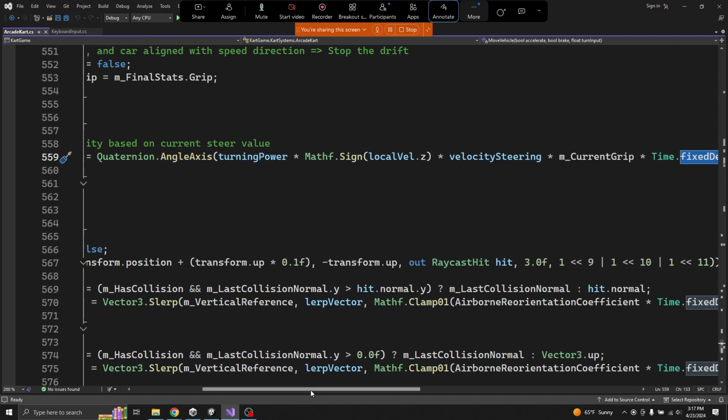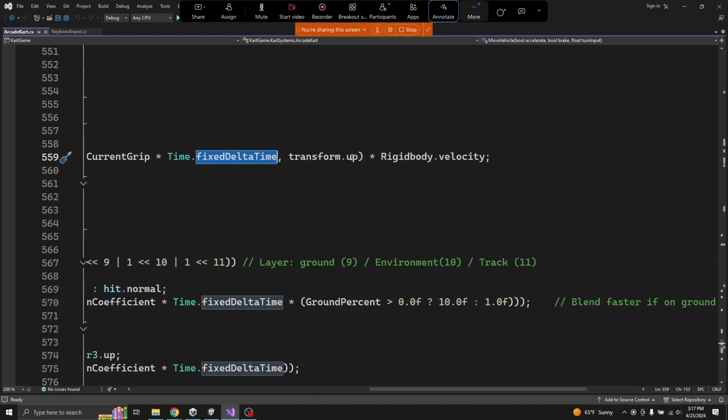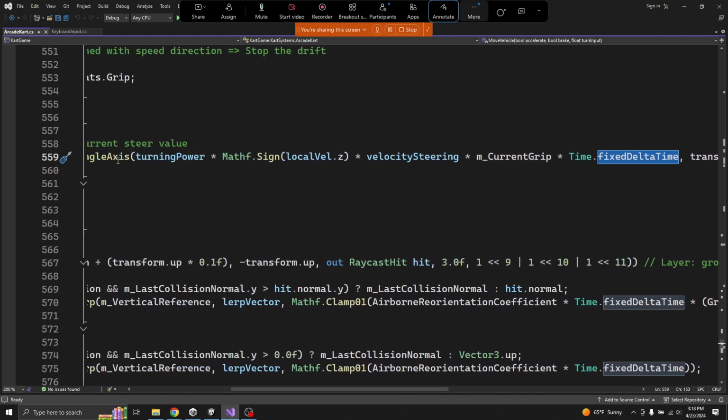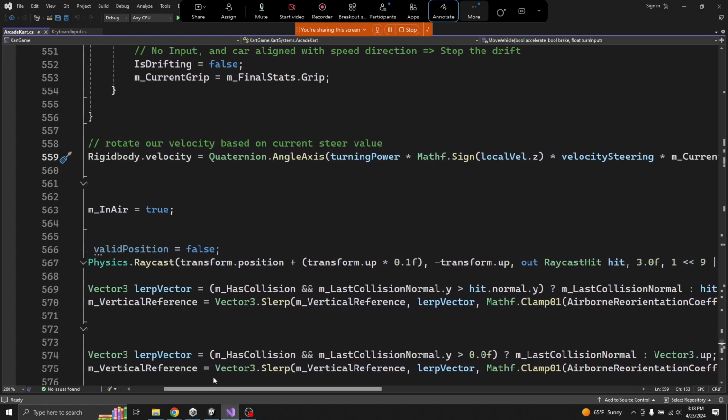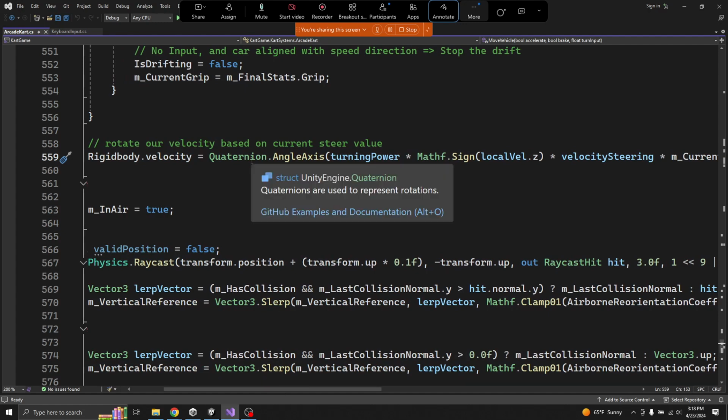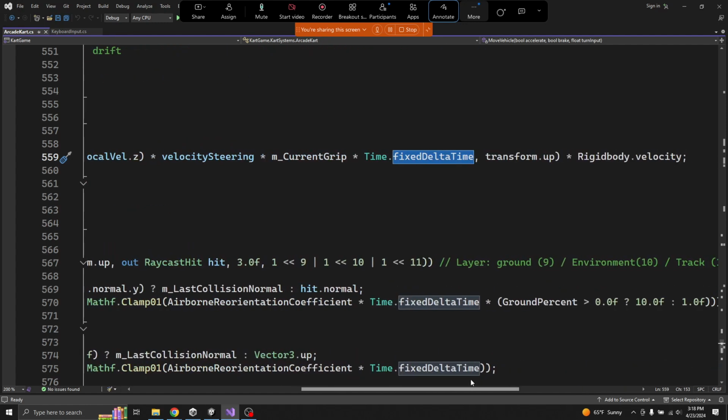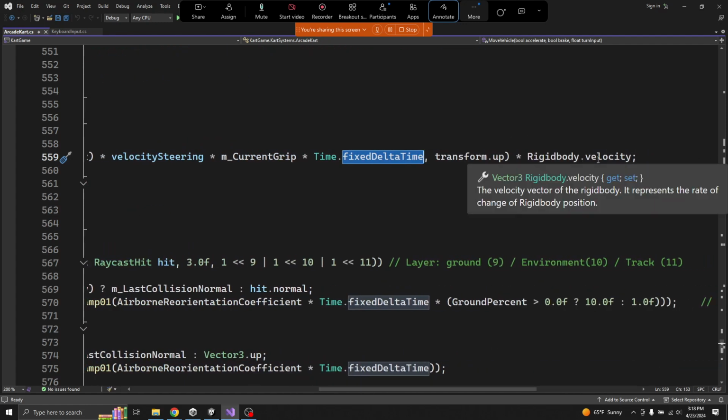And then what axis are we going to put that angle about? The transform dot up, our local up. Normally it should be like global up, but if we're going up a ramp or flipping upside down or something, then that local up will be a little different. All that creates a quaternion, a 3D rotation, and it looks like we're multiplying that quaternion by a Vector3, our rigidbody dot velocity, the velocity of our rigidbody.